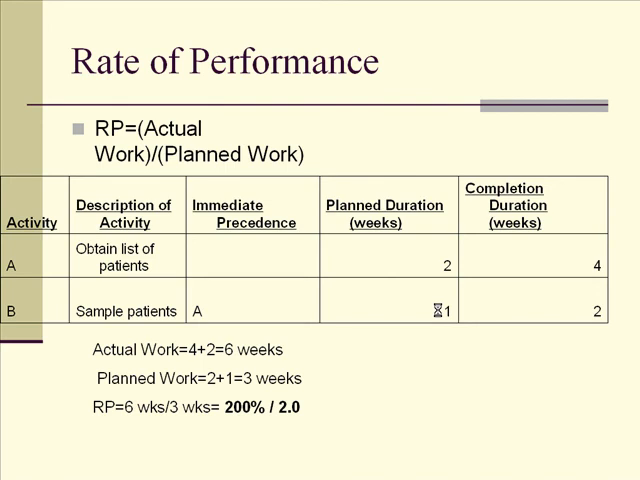Rate of performance is actual work divided by planned work. Since only the first 3 tasks have been completed, only those can be used in this calculation. However, task C is not in the critical path, meaning just activities A and B will be used. This means the actual work is 4 weeks plus 2 weeks, which is 6, and the planned work is 2 weeks plus 1 week, which is 3. Then, 6 divided by 3 equals 2, or 200%.